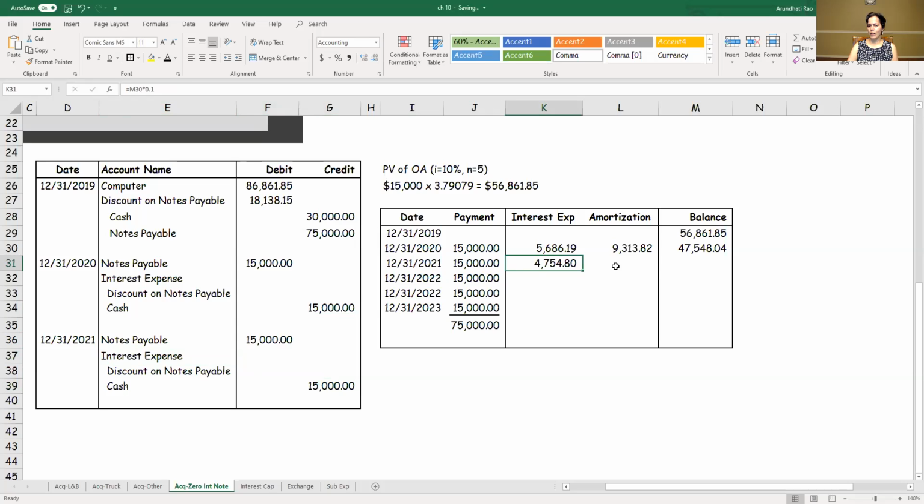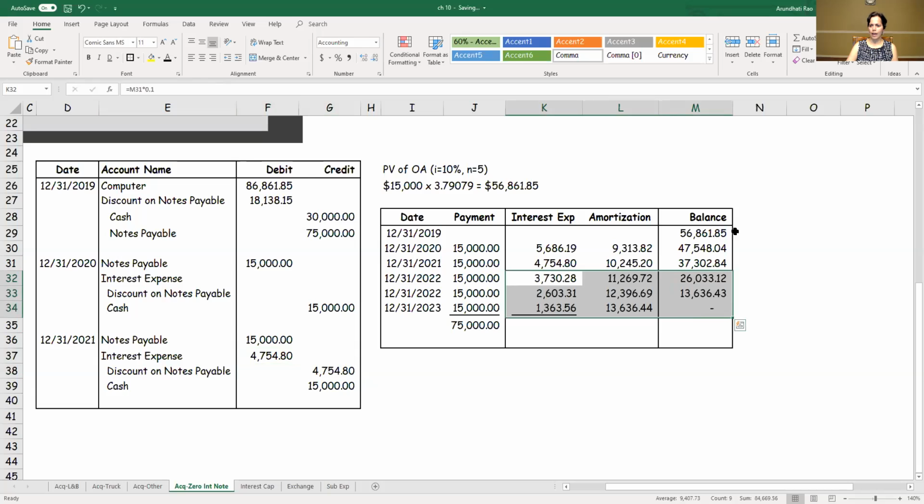So 10% of that previous balance is going to be my interest expense. Again, the difference between these two is going to be the amortization, and that reduces the face value of my notes payable further down. So that number now is 4,754.80. That's the interest expense. So you could continue, I'm going to copy and paste this all the way through, and we'll see what happens at the very end. At the very end, this has to become 0.